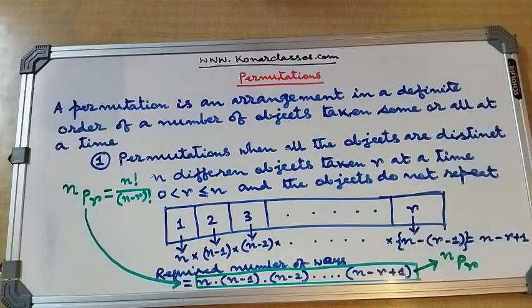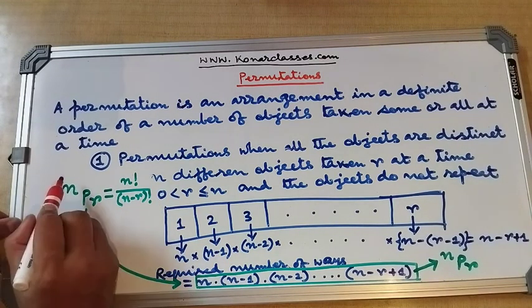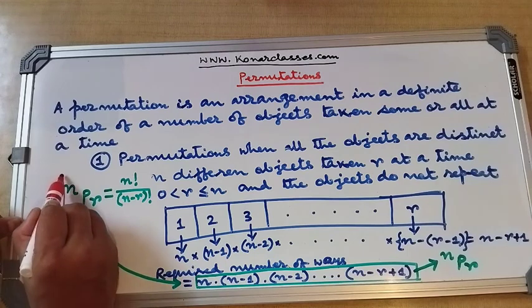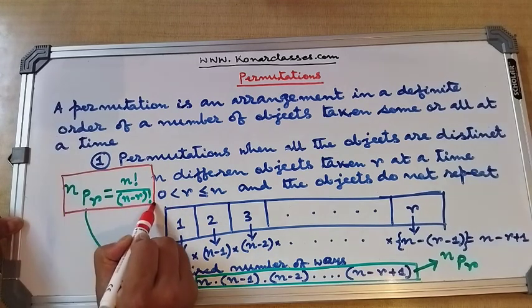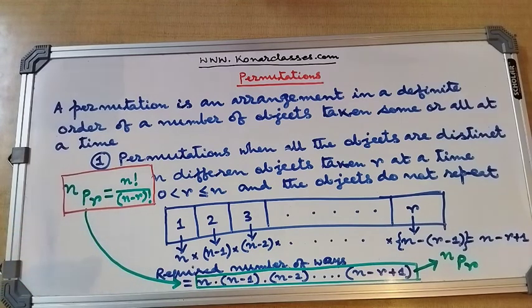What we see, dear students, is that nPr is equal to n factorial divided by (n minus r) factorial. Once we learn about factorial, which I am going to discuss in the next session, you will find how nPr, which is the expression n into n minus 1 into n minus 2 up to n minus r plus 1, becomes factorial n by factorial n minus r.